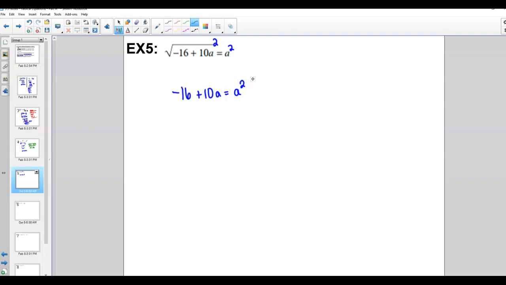So what happens here is we have a quadratic. So we're going to have to move everything to one side and solve this quadratic. So if I move both the 16 and the 10a over to the other side, I'm going to have a squared minus 10a plus 16, just moving those over to the other side. And then I want to factor because I believe this one will factor.